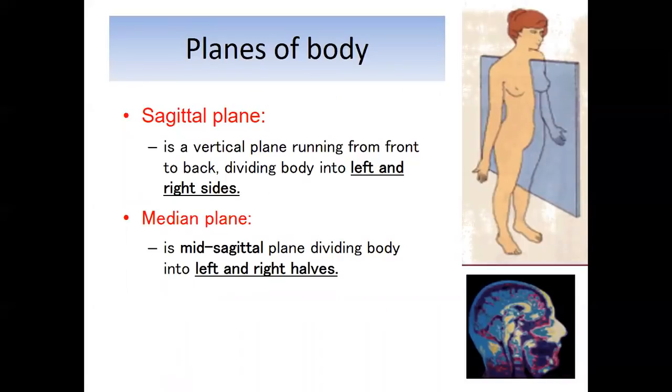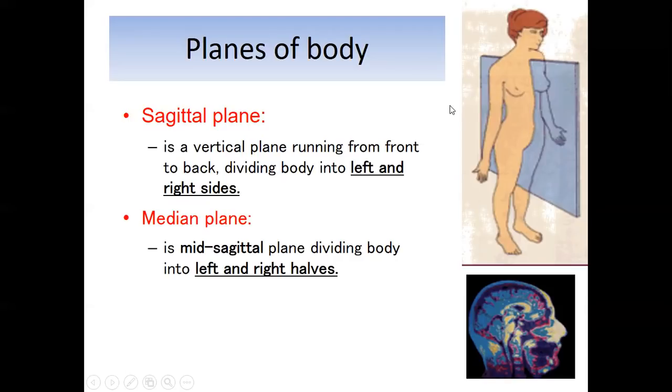Okay, for the planes of the body, the sagittal plane. Whenever you cut the body into different sections just now, we make it into different planes. I mean, the plane is actually how we cut the body. So if you see here, this is the sagittal plane. The sagittal plane is a vertical plane. Vertical means from up to down. A vertical plane running from front to the back.